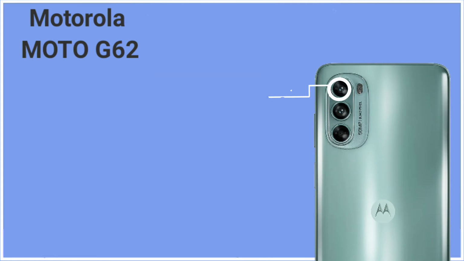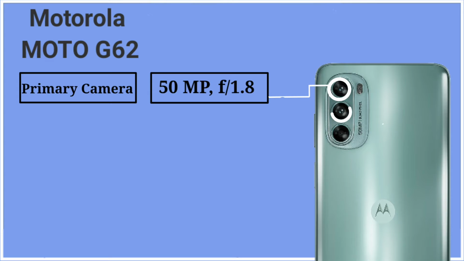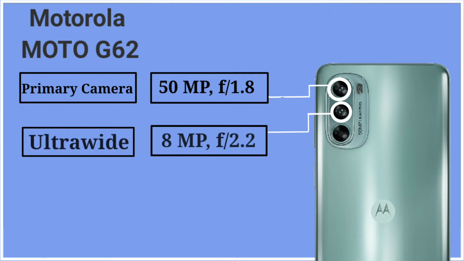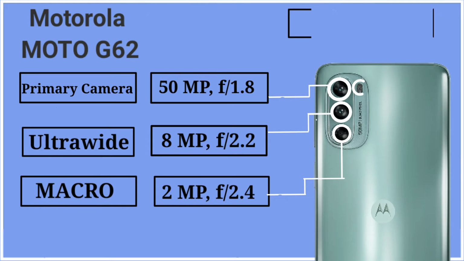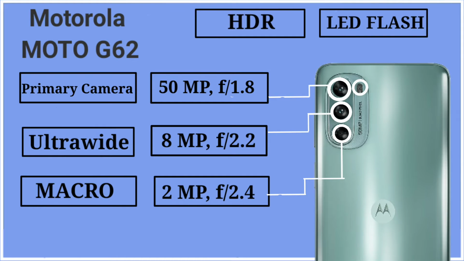Let's talk about both phones' cameras. Start with Motorola G62. It has a triple camera setup and its primary camera is 50 megapixel, aperture 1.8, ultra wide 8 megapixel, aperture 2.2, and macro camera 2 megapixel, aperture 2.4, and LED flash.